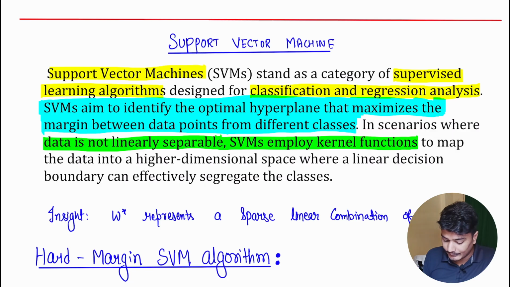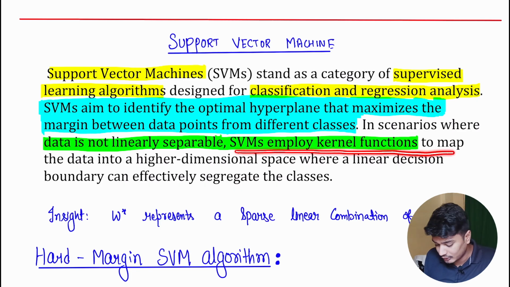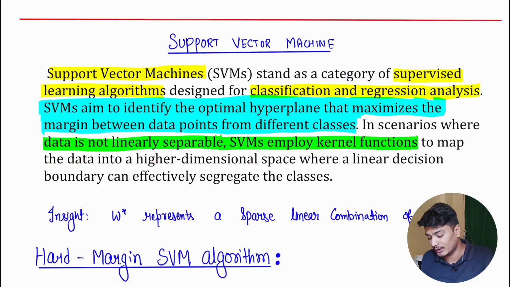In scenarios where data is non-linearly separable, the SVM employs a kernel function to map the data into a higher dimension space, where a linear decision boundary can effectively segregate the classes. If we have non-linearly separable data, then we can use the kernelized version to project it into higher dimension, and from there it can define a linear decision boundary and effectively categorize, basically separate, the classes.